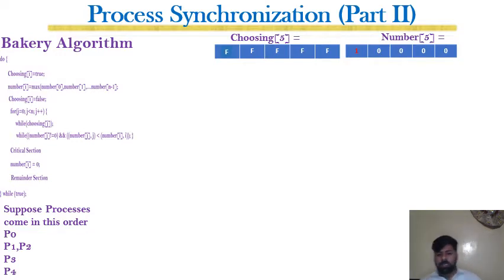Alright, so P naught is in the critical section, and for example at this particular junction we receive two processes, P1 and P2, simultaneously. Once they come, choosing at i for both becomes true. Second, they will compute the maximum in the array and add 1 to it. The maximum in the array is 1, so both process 1 and 2 get 1 as the maximum value. So 1 plus 1 is equal to 2, and both will insert 2 in their respective slots.